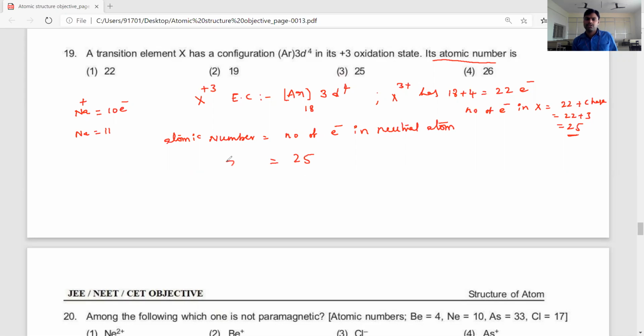Means Z is equal to 25. That is manganese. Z is equal to 25 means manganese. The third option is correct. It is Mn, manganese. Z is equal to 26 means iron, but it is not iron. X3+ has 22 electrons, X has 25 electrons. Then Z is equal to 25 means manganese.